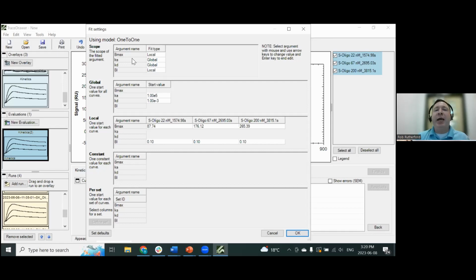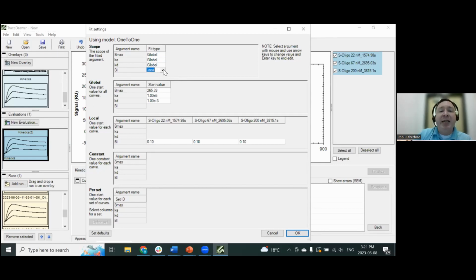If you are using a successful regeneration, then you are going to change this to global. So it's telling the software that after every analyte injection, there was the same amount of ligand available. So technically, we should be able to reach the same maximum signal. If you're not using a regeneration, then you would leave it as local. That is telling the software that after each injection, there was less ligand available to be bound for my subsequent injections.